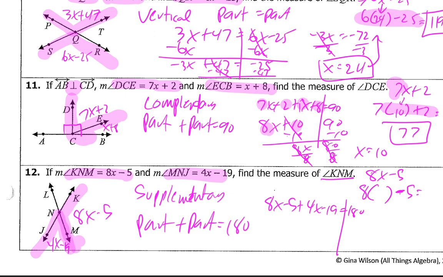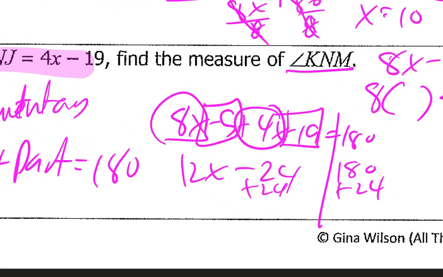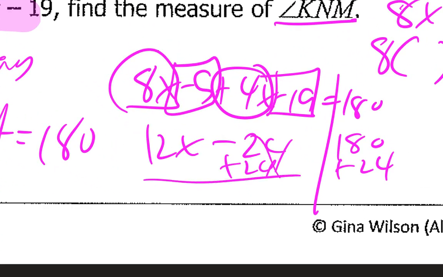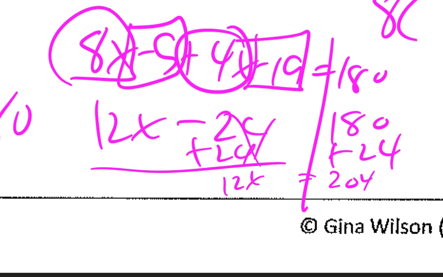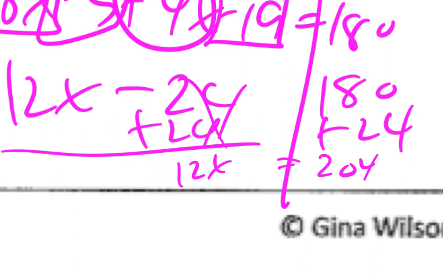So what are we going to pull down over here? For the x's, we're going to say 12x, because we have 8x plus 4x. For the constant, we're going to say negative 24, because we have negative 5 combined with negative 19. That's going to give us negative 24, so that equals 180. Now we're going to add 24 to both sides. Then it cancels out. 12x equals 204.